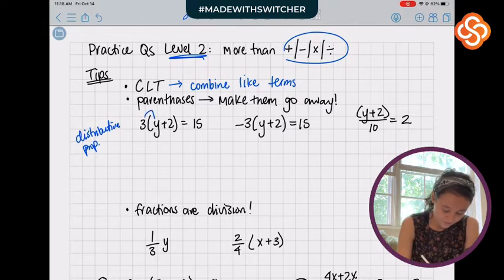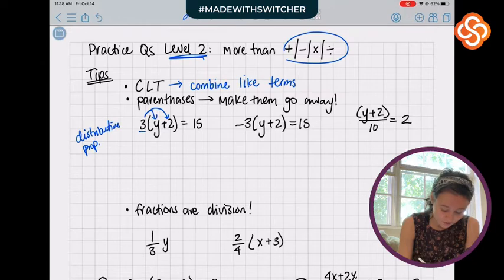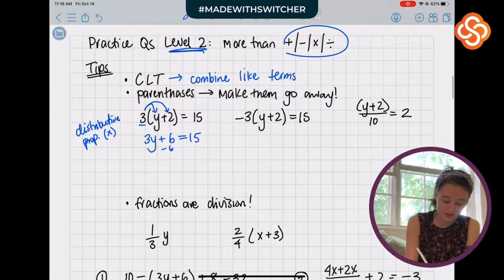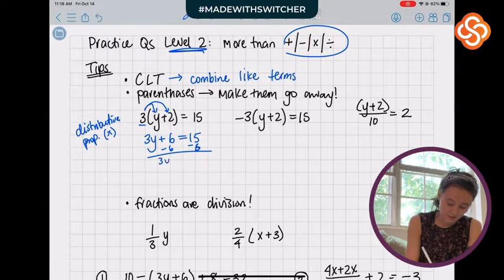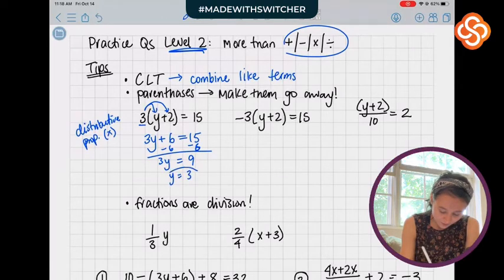So you're going to distribute the number outside of the parentheses to the 2 or 3 or however many pieces inside. So I have 3 multiplied. So distributive property is multiplication. 3 multiplied by y is 3y. 3 multiplied by 2 is 6. So I have 3y plus 6 equals 15. Now it's the same old regular equation, right? So I would just subtract by 6 on both sides, and then I'm going to get 3y is equal to 9, and then I divide by 3 and get y equals 3.